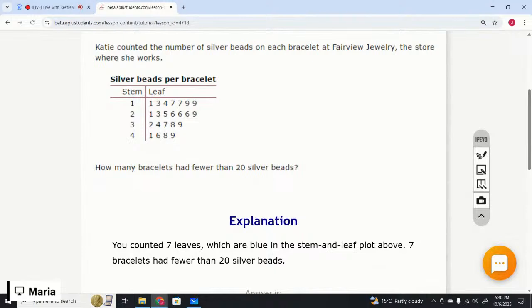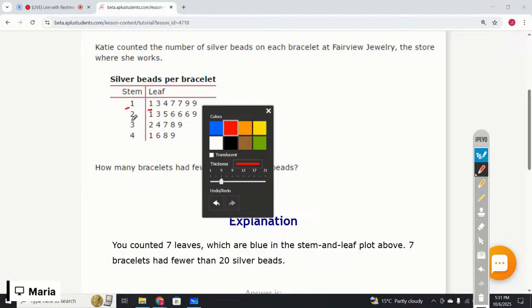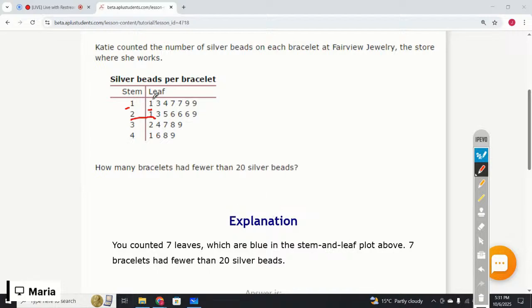Kate counted the number of silver beads on each bracelet at Fairview Jewelry, the store where she works. How many bracelets had fewer than 20 silver beads? Fewer than 20. Basically, you need to join stem and leaf to make one number, right? So 11, 13, 1, 2, 3, 4, 5, 6, 7. For less than, the next one makes 21. 21 is not less than 20, right? So it is 7. How many bracelets had fewer than 20 silver beads? 7 it is. The correct option is 7.